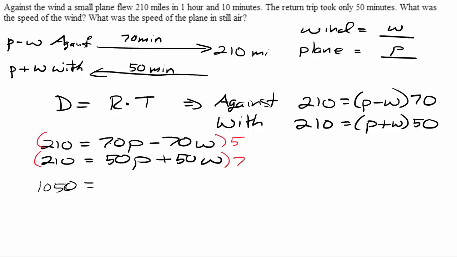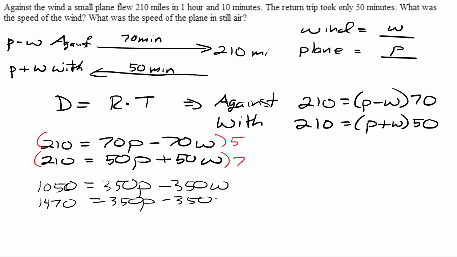All right, 70 times 5, well, 7 times 5 is 35, so that's 350p minus 350w. Now do the bottom one times 7, so now we have 210 times 7, which gives us 1470, and then 350p minus 350w.